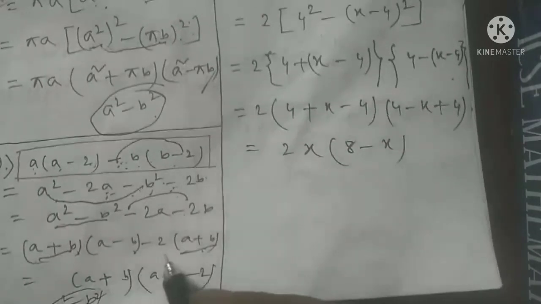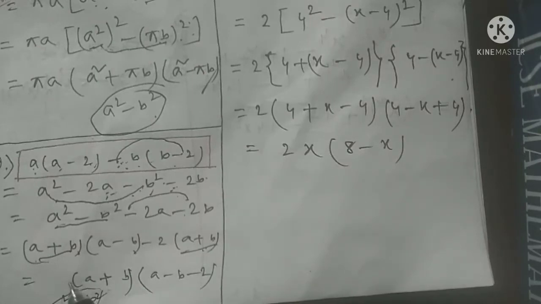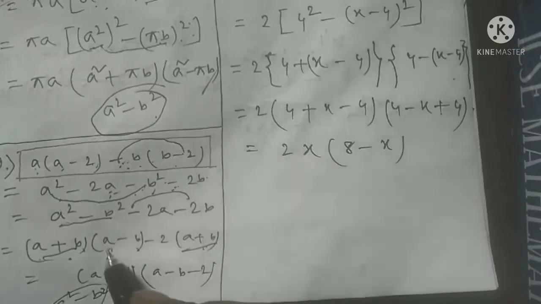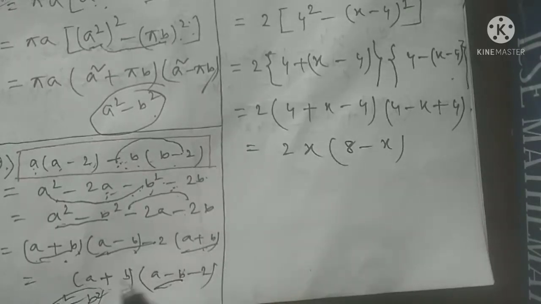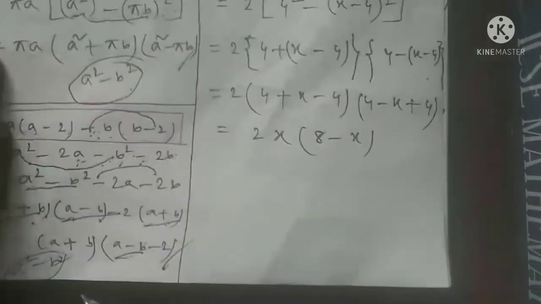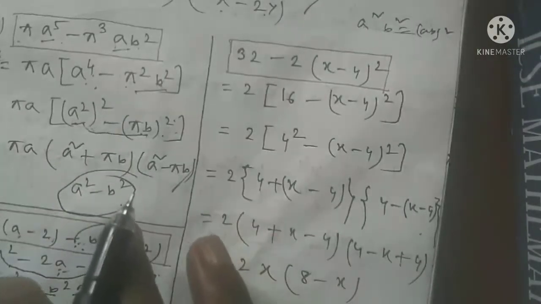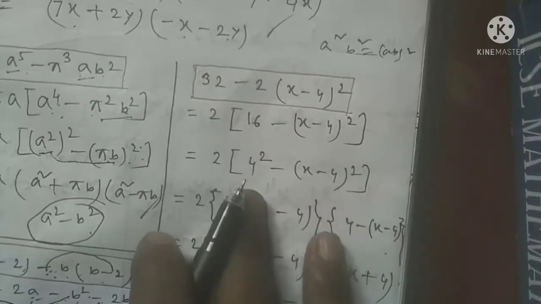That means if you take a plus b as common, then here only a minus b is left. So you have to write here a minus b. And because when you take a plus b common, you have to write only the terms without a plus b inside the bracket: a minus b minus 2. So our answer is done, my dear students. This type of question you can easily solve in this chapter.